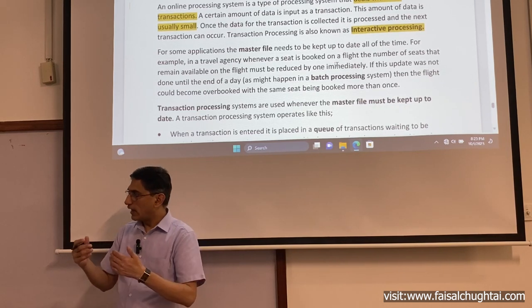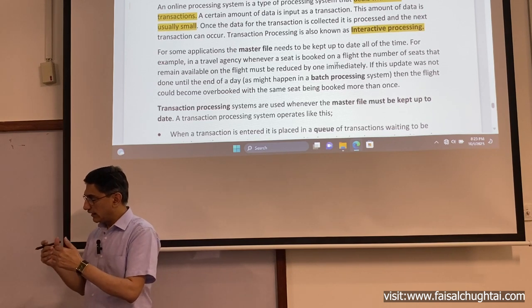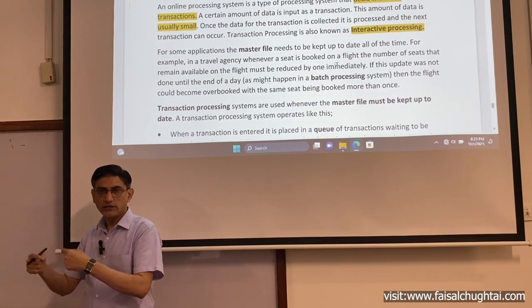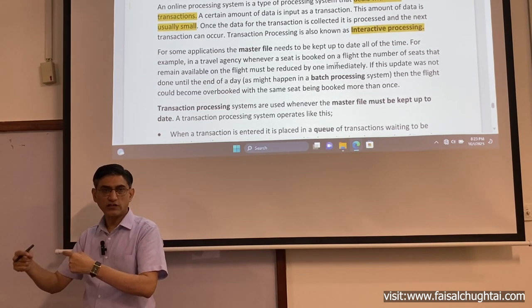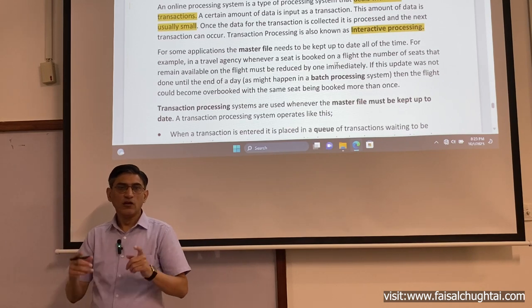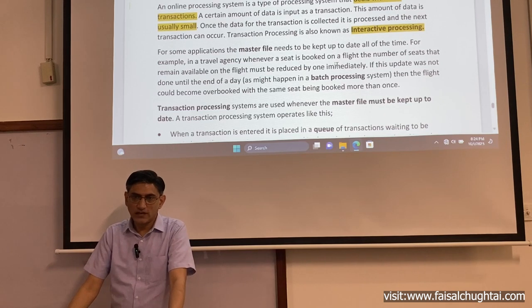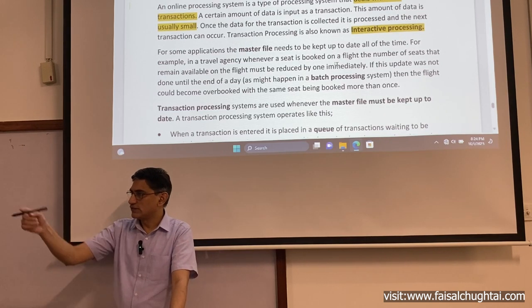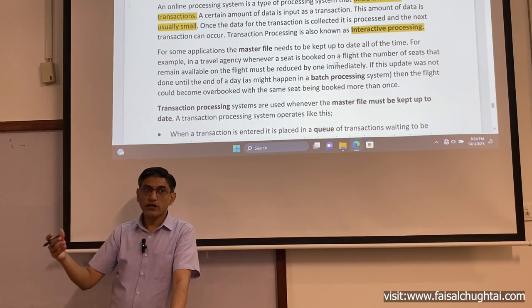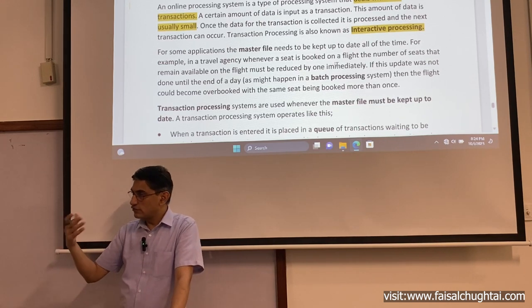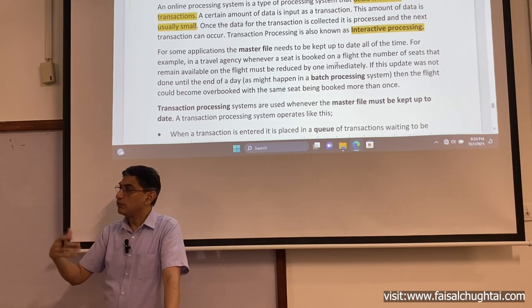Now tell me one thing: had this information not been updated in real time, right at the time the booking transaction took place, what kind of problem would that have resulted in? Had this not been reserved? Yes. Overbooking, very good. And actually the term you could use for it would be double booking.